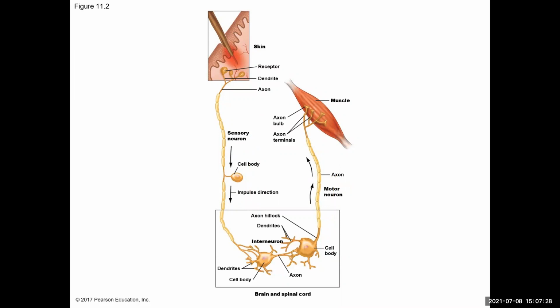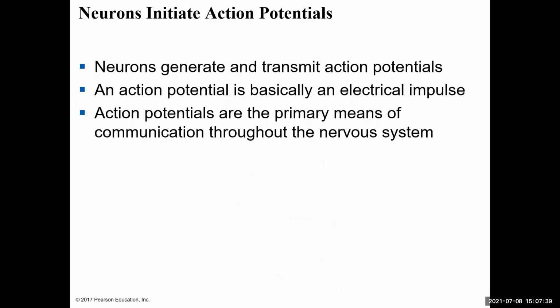Now, the way that this information is carried down the neuron is through an electrical impulse. This electrical impulse is what we refer to as an action potential. And the neurons generate and transmit these action potentials throughout our body. The action potentials are a way for our cells to communicate across the nervous system and to communicate with other cells and muscles and tissues and organs in our body.